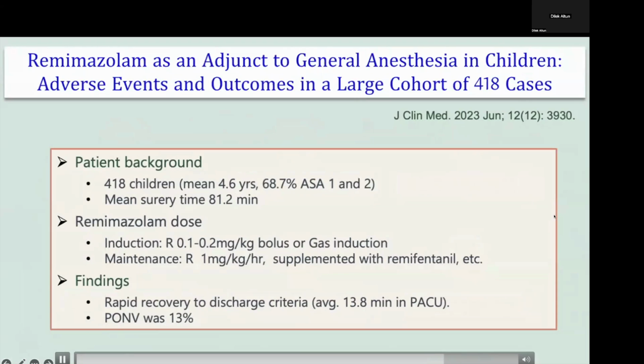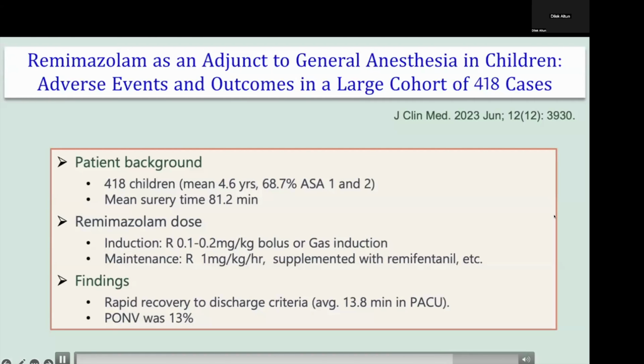This paper from our institution summarizes our experience using remimazolam for pediatric general anesthesia over the past 4 years. We've used remimazolam in over 400 general anesthesia cases, covering a wide range of age groups and surgical procedures. For dosing, we typically extrapolate adult dosing regimens to the pediatric population based on body weight.